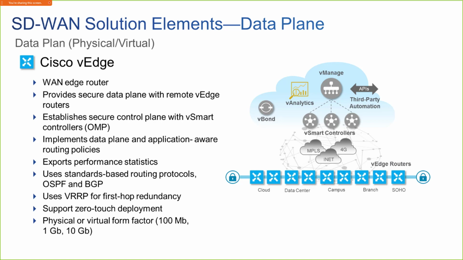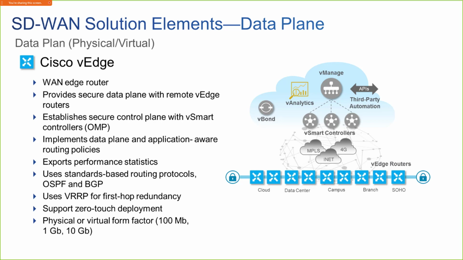All right, so the vEdge routers come, like I said, in a physical form factor. They come in a virtual form factor. They can have 100 meg interfaces, 1 gig interfaces, 10 gig interfaces if it's a physical form factor. The virtual form factor can be deployed in things like AWS or Azure, using vCPE or uCPE platforms, using KVM or ESXi hypervisors, right? And we talked about that previously as well.